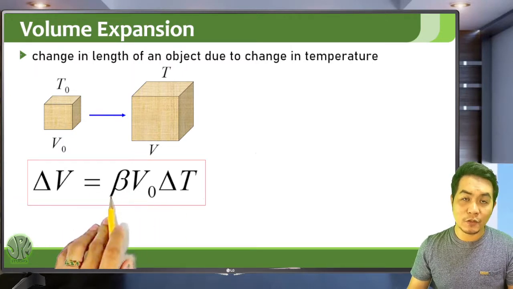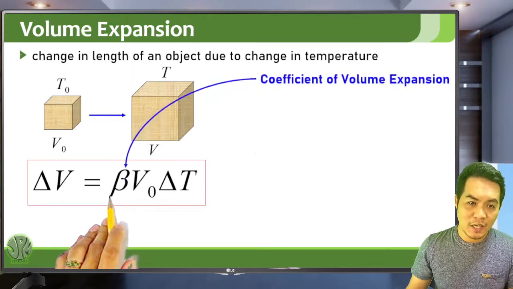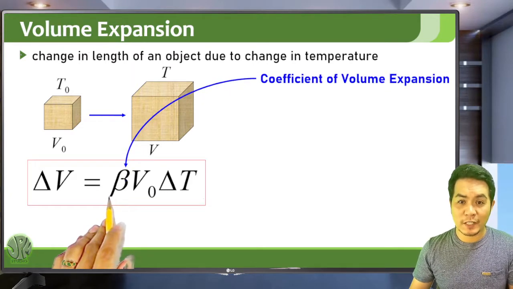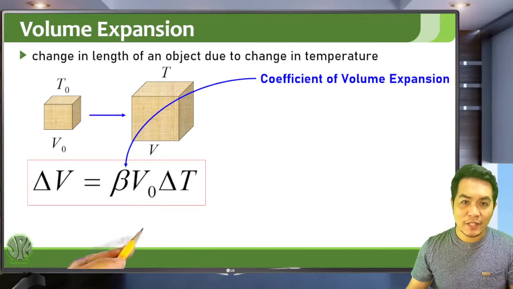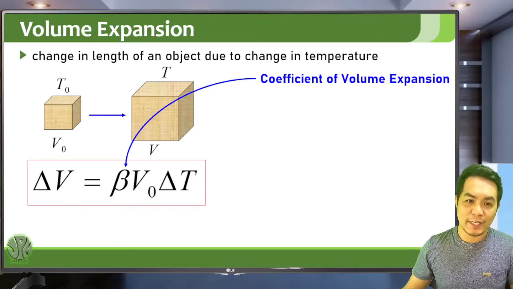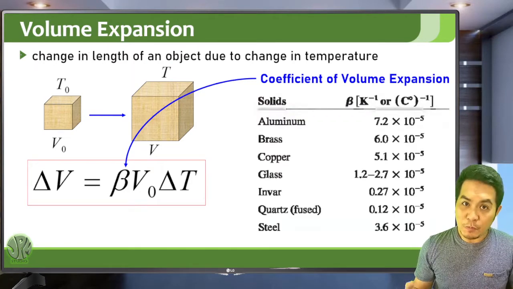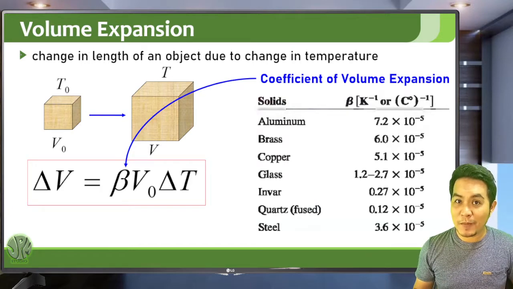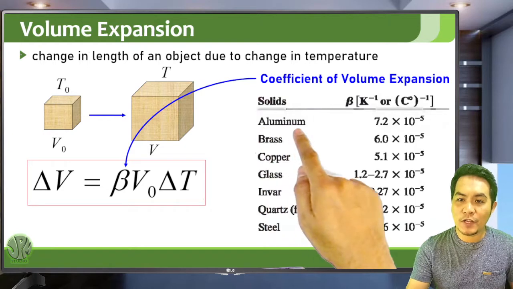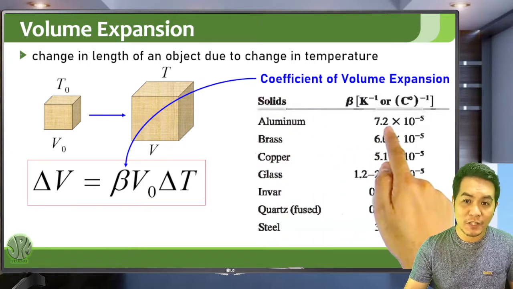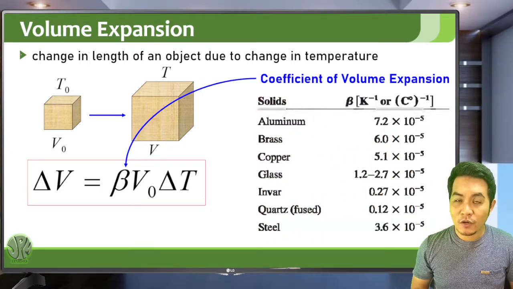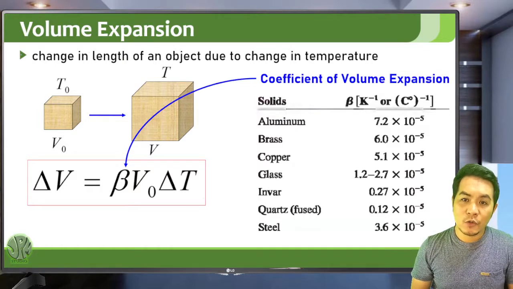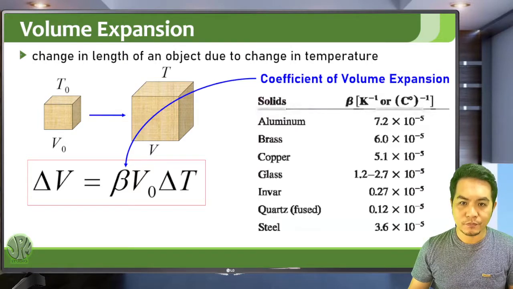So beta is another coefficient of expansion. This is what we call the coefficient of volume expansion. So alpha is the coefficient of linear expansion, beta is the coefficient of volume expansion. Each material has two sets of coefficients of expansion. Aluminum has a coefficient of linear expansion, and it also has a coefficient of volume expansion.